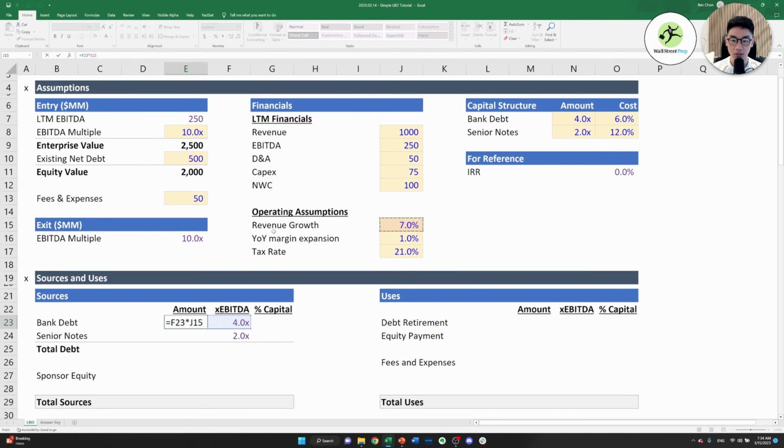And the way we're going to calculate everything for bank debt and senior notes is to multiply our multiple to our last 12 months EBITDA. And I'm going to press F4 here so that we can just copy paste this down. And then if we add these two together, that's just our total debt.